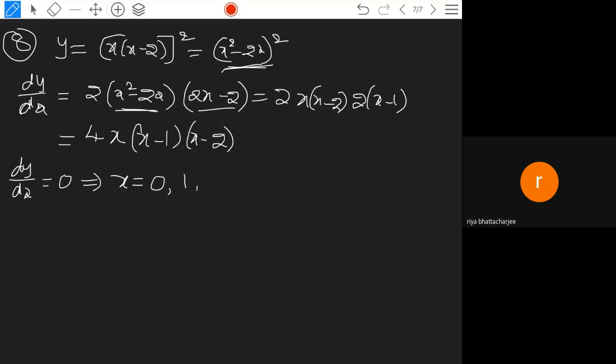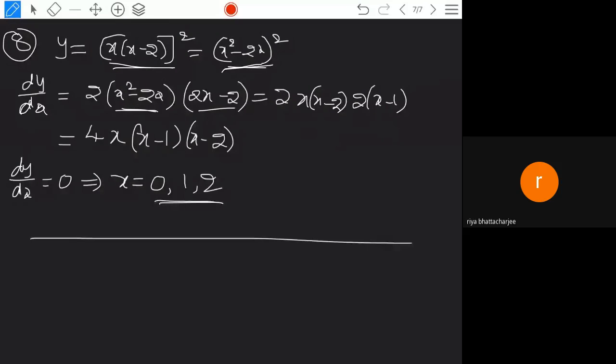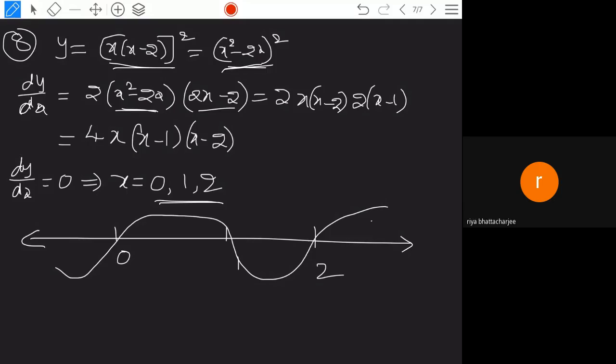So it is going to divide the interval completely. What is the domain of this function? Any polynomial function you take, the domain is the set of real numbers. So now the real number set will be divided by these into 3 disjoint intervals. Here it will be 0, here 1, here 2. Now as per the wavy curve method, this is positive, this is negative, here it is positive, here it is negative.